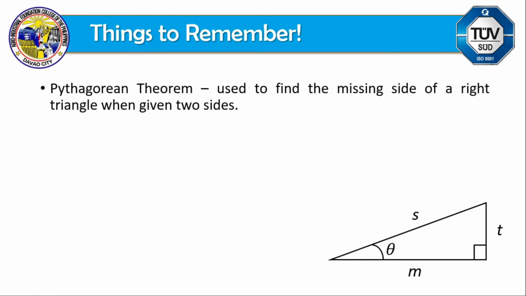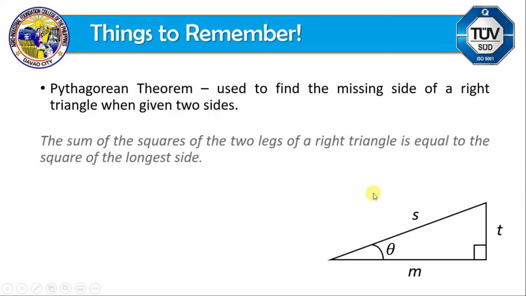And lastly, not to forget, the Pythagorean theorem. It is used to find a missing side of a right triangle when given two sides. So kung pinahanap sa iyo yung isang side, given may value itong T at saka M, masosolve natin to. Given ka ng hypotenuse at itong M, masosolve natin yung T. So basically, yun yung ibig sabihin ng meaning nito.